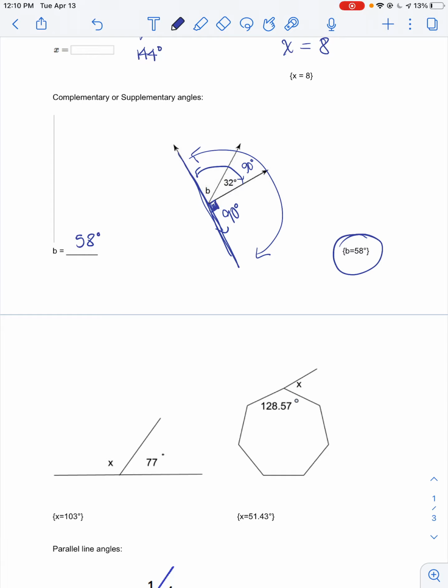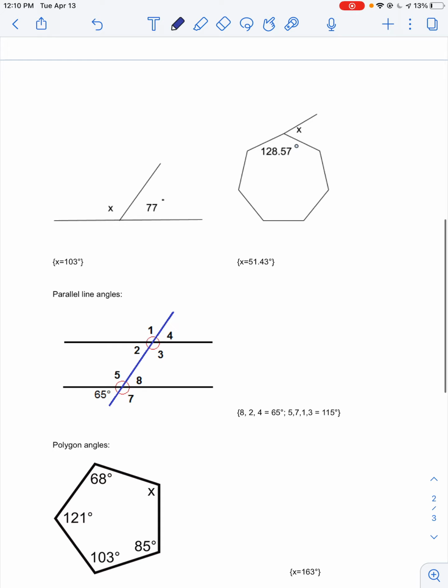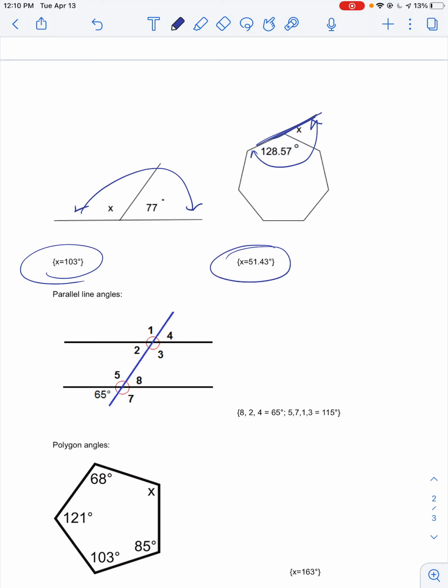Another type of question that could be asked about this isn't just what angle B is, but maybe I could ask you about the relationship between angle B and that 32-degree angle, and you would say that those two angles are complements or complementary. We see a pair of supplementary angles here. 180 minus that 77 gives you 103, so that's how I came up with x. And although these two angles are not shown quite the same way, these two angles are supplements as well. So I would just have to take 180 minus 128.57 degrees and come up with that 51.43.